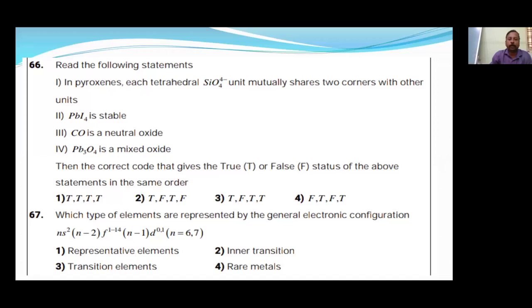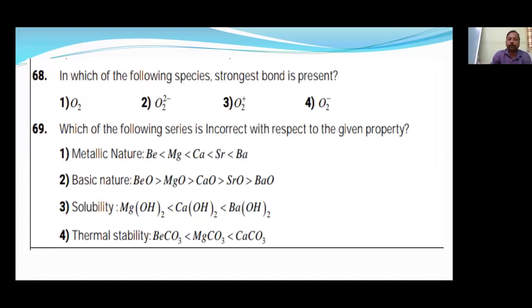Next, in which of the following species is the strongest bond present? Strongest bond means you have to find out the bond order, the highest bond order. Then definitely that will be the correct answer. Here I will directly write you the bond order. Bond order trick. Have all of you gone through this? Not gone through. Very bad. There is a direct bond order trick. This is 2. This bond order is 1.